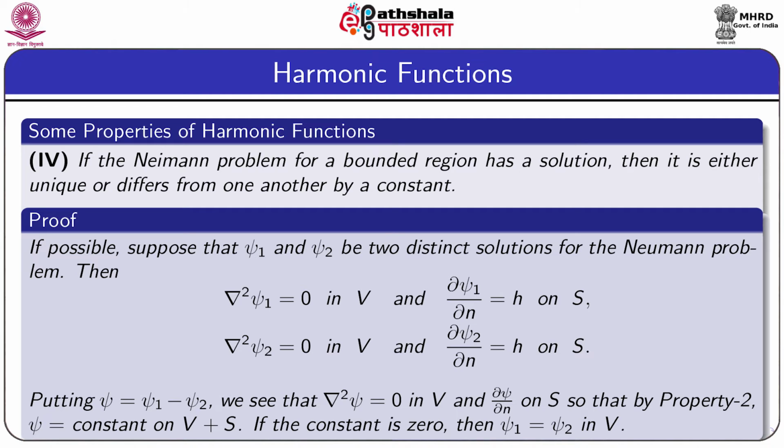Again, using property 2, we can conclude that psi equals a constant on V plus S. If the constant is 0, then the solution is unique. That means psi 1 is equal to psi 2 in V. So, this proves this property. So, for this case, the solutions may be unique or they may differ from one another by a constant.